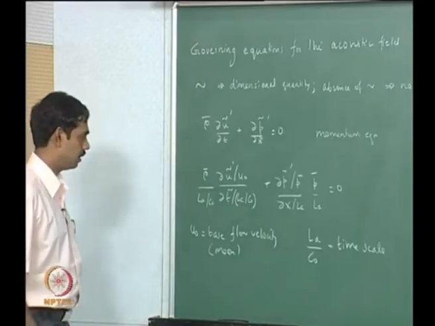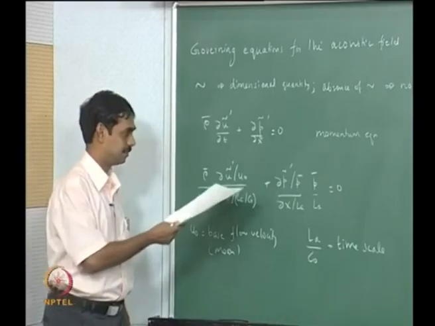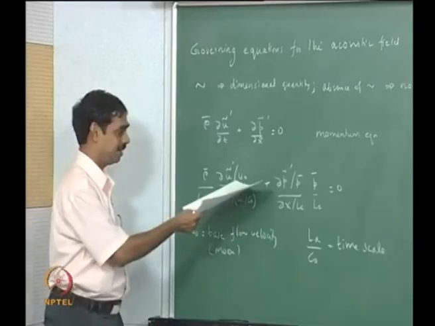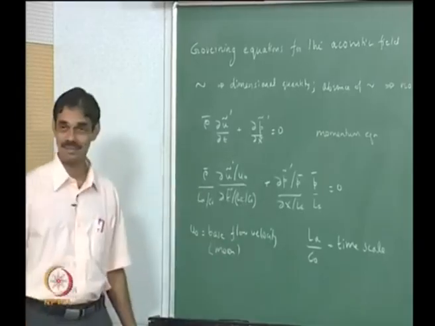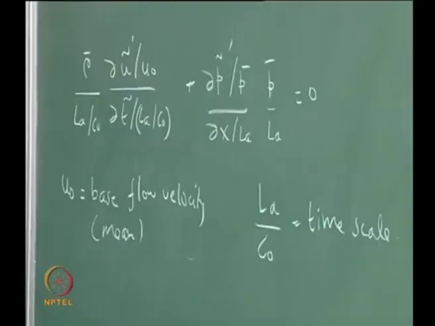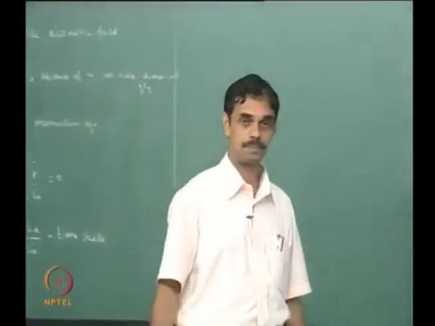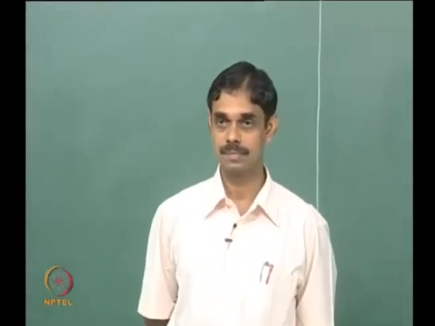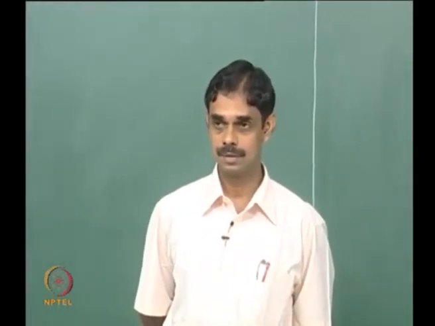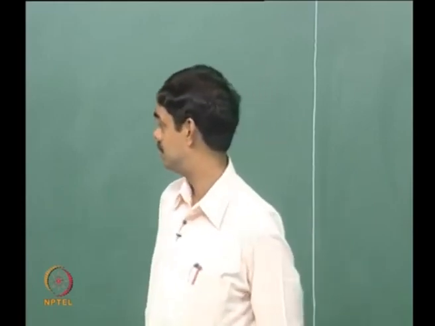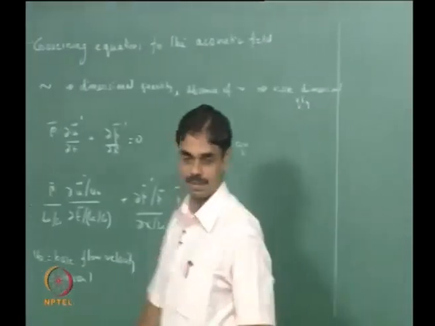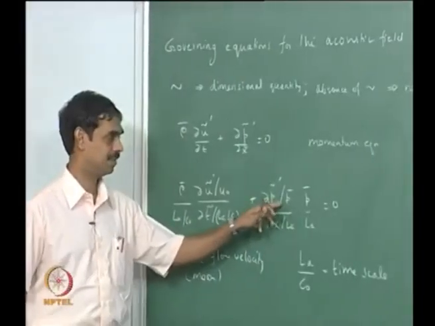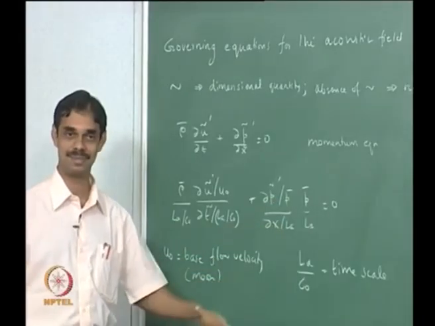Now I was expecting a question. Since you did not ask, I will ask you: why did I use u naught and not c naught to non-dimensionalize the velocity? Here, in pressure I used p bar, which is a small quantity.